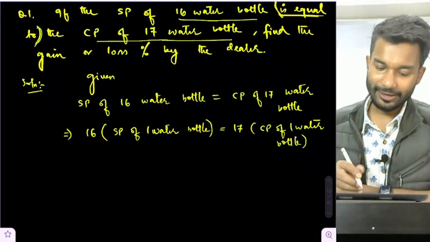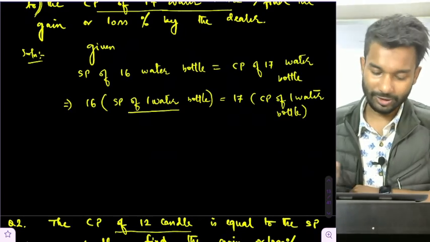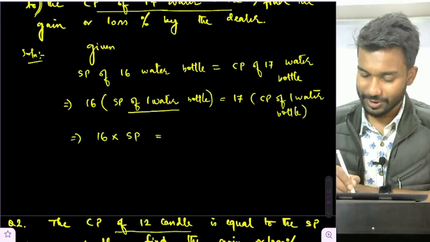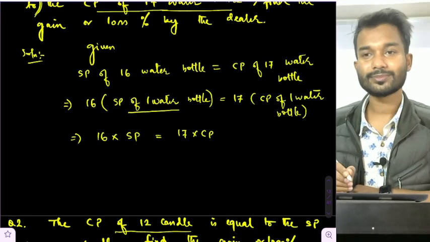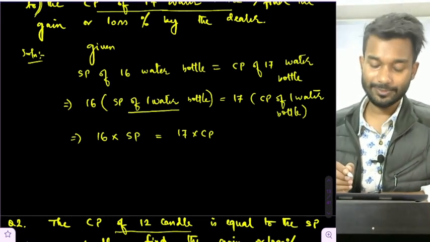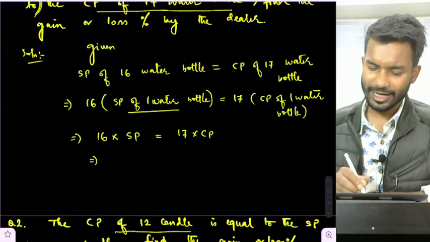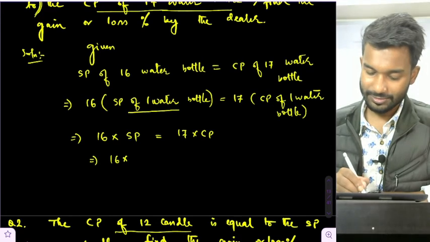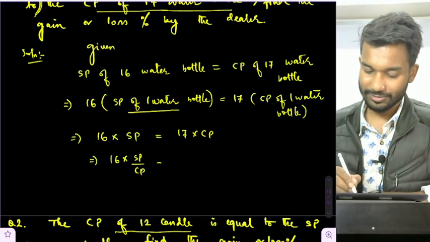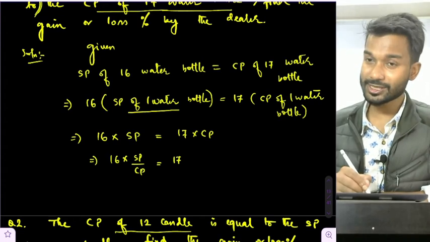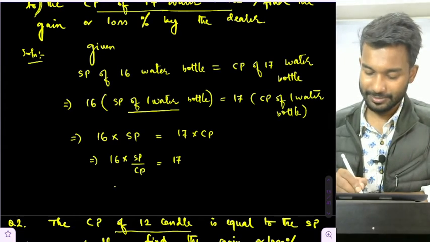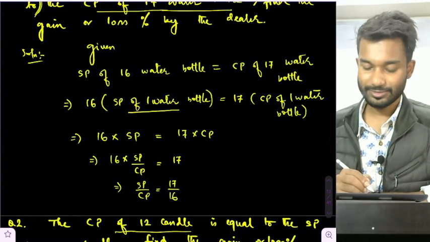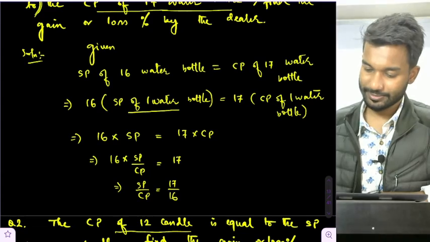After that, when here also you get 1 water bottle, simply what you can do? 16 into selling price will be 17 into cost price. Our target is to find SP by CP ratio. Those who know can directly say SP by CP will be 17 by 16, but I'm explaining how it came, because many of you have doubt here. Cost price I brought to this side. So what can I write? SP by CP equal to 17 by 16. Let me add another page.